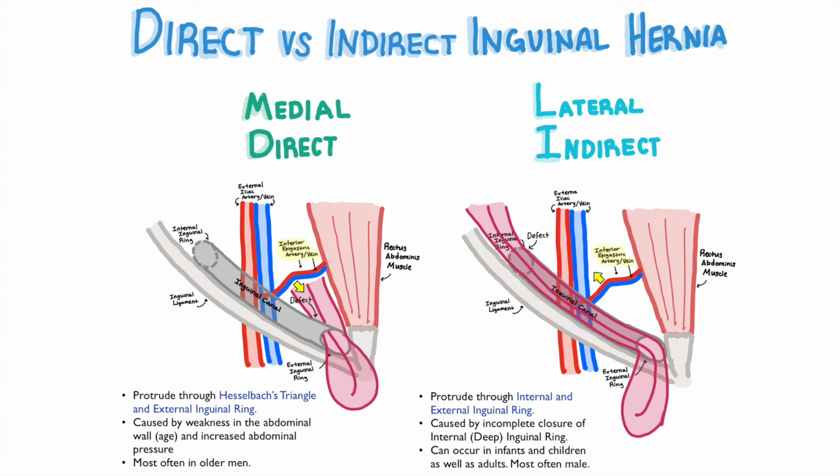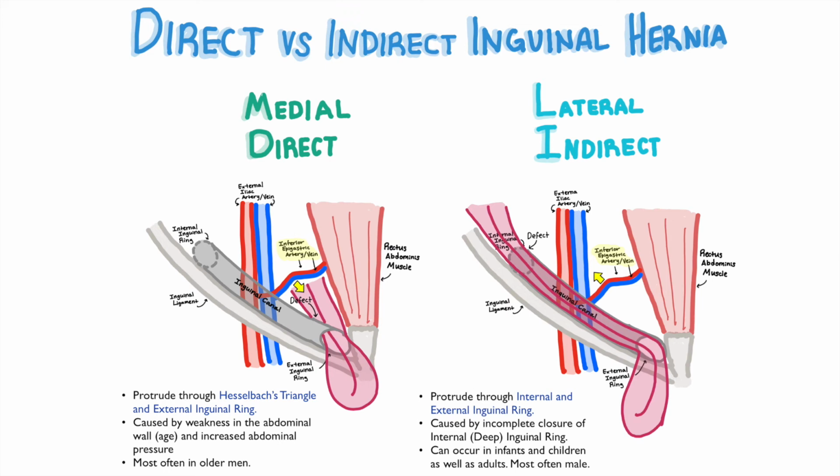On the other hand, indirect inguinal hernias occur when the processus vaginalis fails to close during development. Due to the congenital aspect of the indirect hernia, these types of hernia can typically occur in infants and children, but it can also be discovered in adulthood.